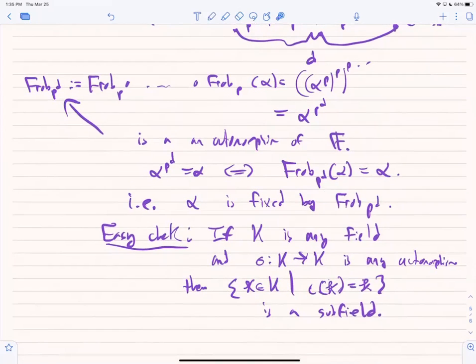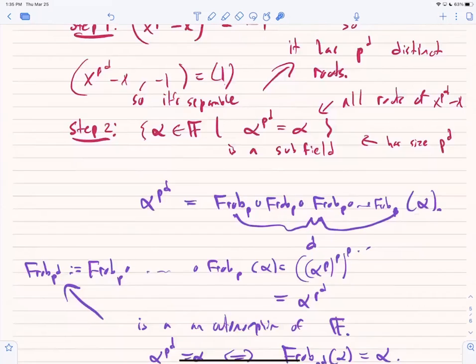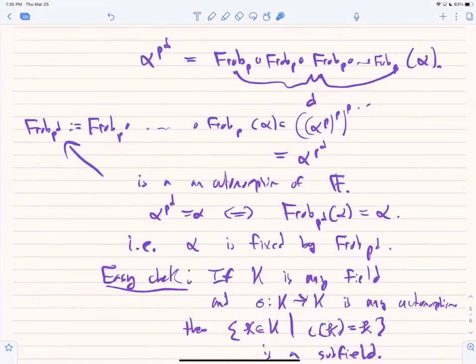Okay, so applying that here, the things that are fixed by this p to the d power Frobenius automorphism form a subfield, but those were exactly the roots of the polynomial x to the p to the d minus x. Good. So that finishes showing that the splitting field has degree d, because we've directly shown it has p to the d elements in it. Okay, so that's what we wanted to do.